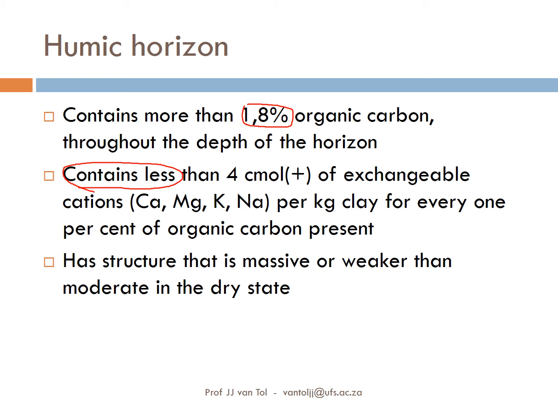And because these are base forming cations, calcium, magnesium, potassium and sodium, when they accumulate in the soil, they tend to increase the pH. Soils become more alkaline. But when they are leached out, as in the case of a humic horizon, you expect acidic conditions.